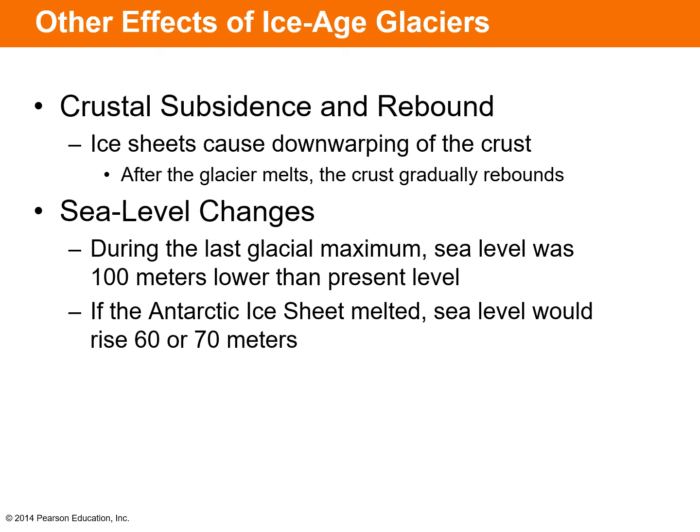And speaking of sea level, changes in sea level are another effect of Ice Age glaciers. So, for example, during the last glacial maximum, or the last maximum extent of the ice sheets in the last Ice Age, sea level was about 100 meters lower than present level because there was that much more water trapped in ice on Earth than there is today.